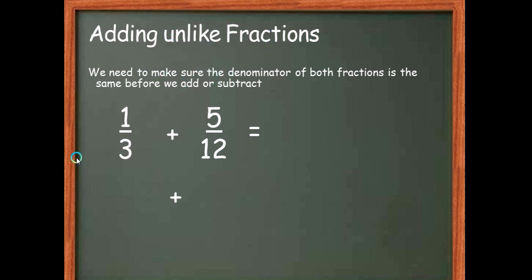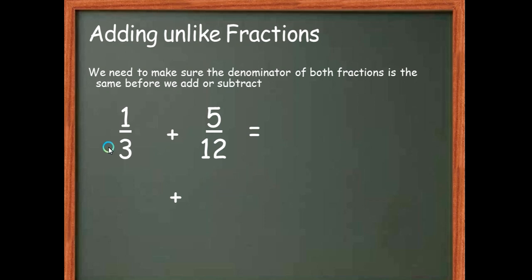Unlike means the denominators are not the same. So we need to make sure the denominator of both fractions is the same before we can add or subtract. Now, this is 1 over 3 plus 5 over 12. You can see that both denominators are not the same. So we need to make sure the denominators are the same.